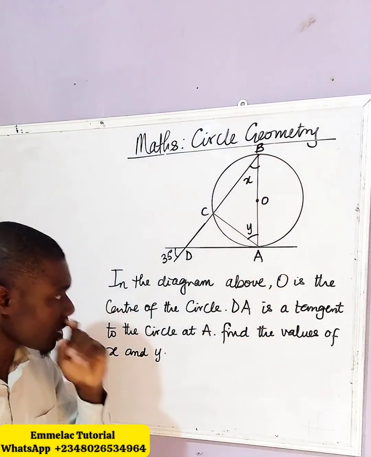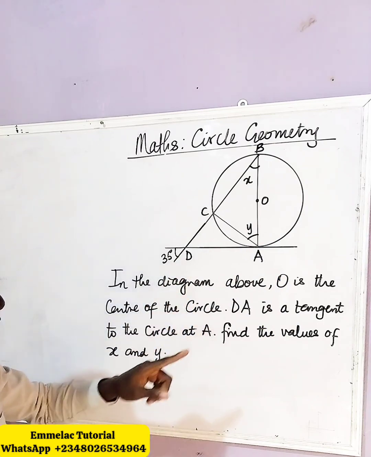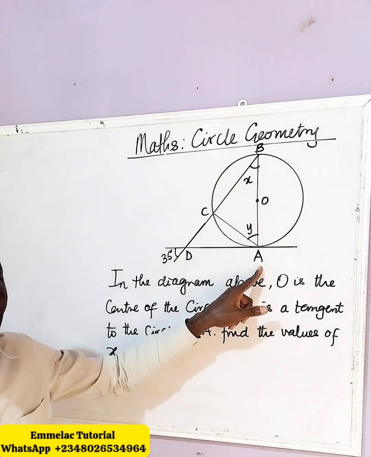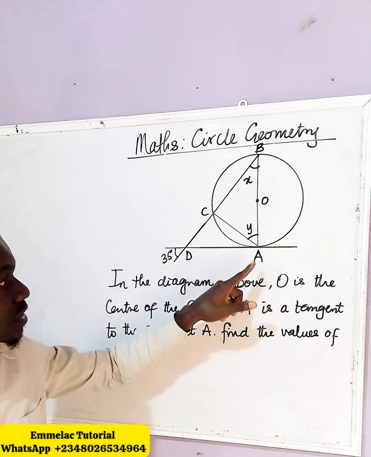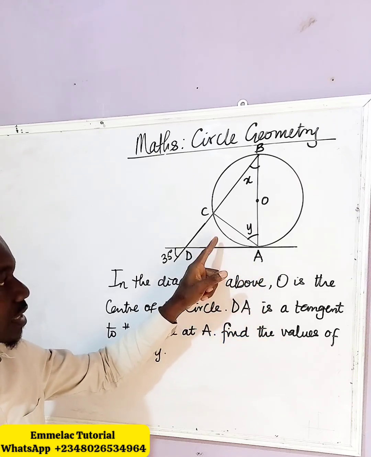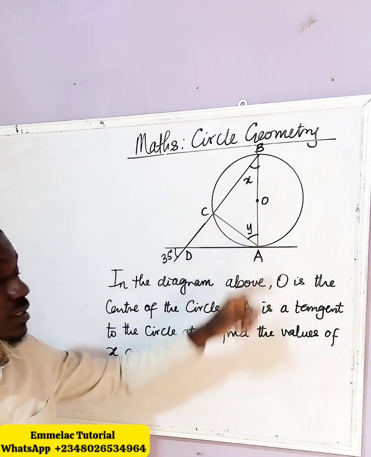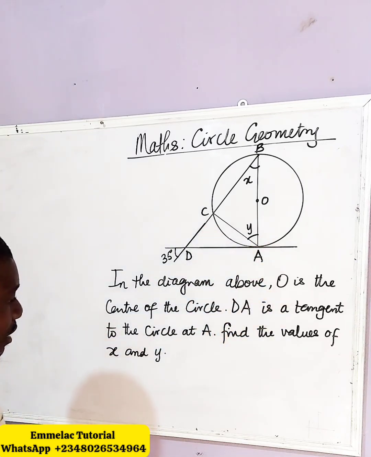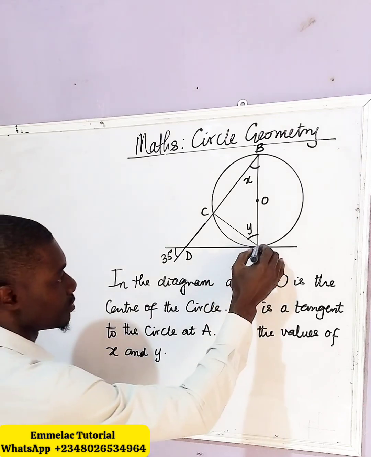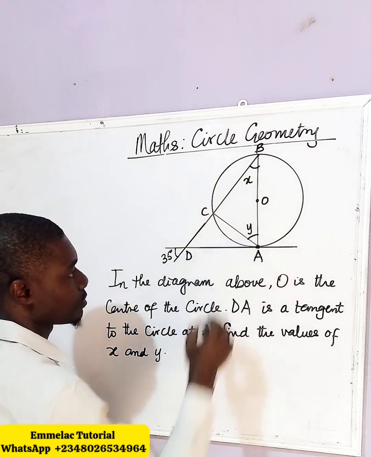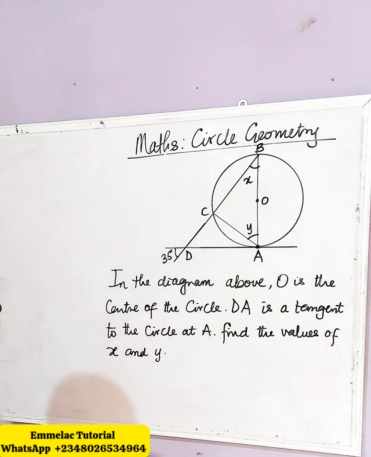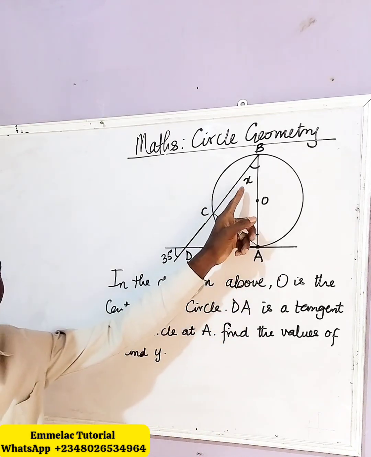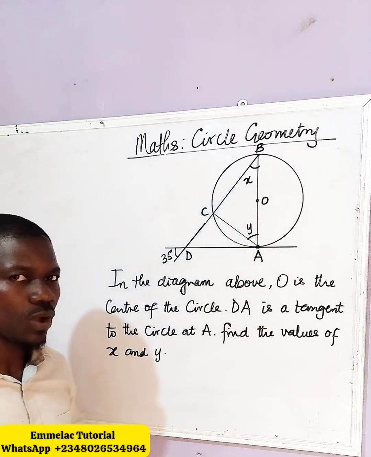Okay. Now this is a tangent. That is, DA is a tangent, and a tangent is a line that meets the circumference of a circle. And this is where it meets the circumference of the circle. Now I'm going to find x and y. So how do we go about it?